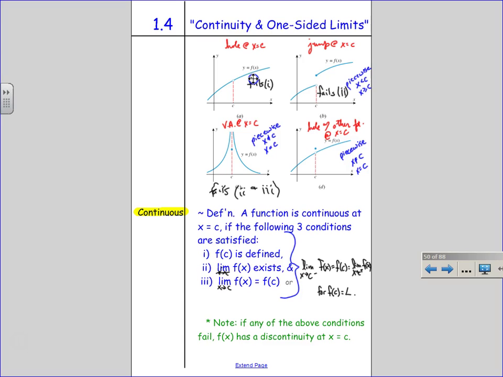How about this last one? Does it fail 1? No, there's a point. Does it fail 2? Confidence. Come on. No, because aren't the guys approaching the same place? Okay, limit exists. Check. But does it pass 3? No, because do they agree? Where the guys are headed, is that really where breakfast is being served? No. This fails 3.